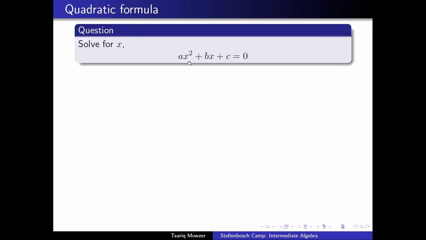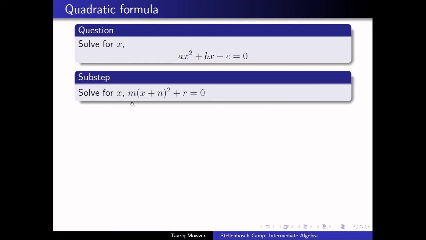Okay, the quadratic formula, what are we trying to do? Well, given any equation, ax squared plus bx plus c equals 0, we're going to try and solve for x. We're going to do this by breaking it up into two steps. The first step is to solve equations like this: m times (x plus n) squared plus r equals 0. We're going to solve this with normal techniques.